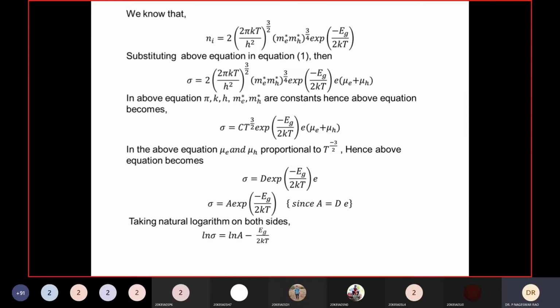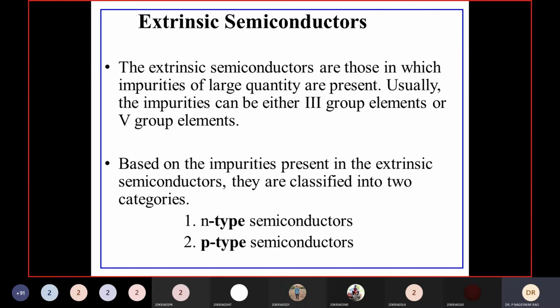In case of intrinsic semiconductor. Now we are going to the extrinsic semiconductors. Already we discussed about the extrinsic semiconductors. So here there are two types of extrinsic semiconductors, based on the doping. The first one is N-type and the second one is P-type semiconductors.